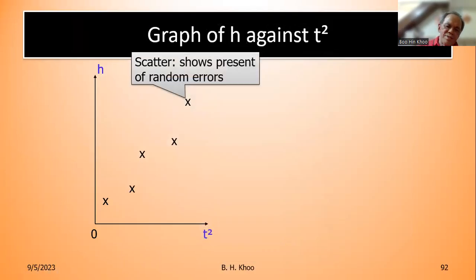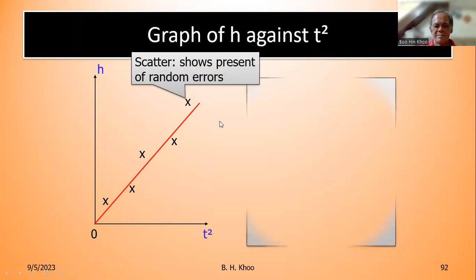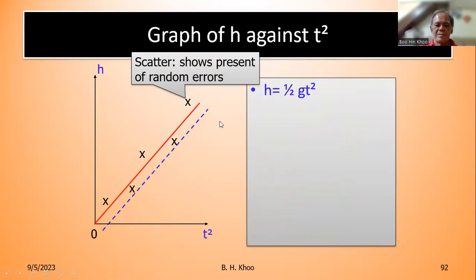Right? Often when we plot a graph, the points are scattered about roughly a straight line, because of random error. So we draw the best straight line. This is called the line of best fit. Okay, then we can find the uncertainty.